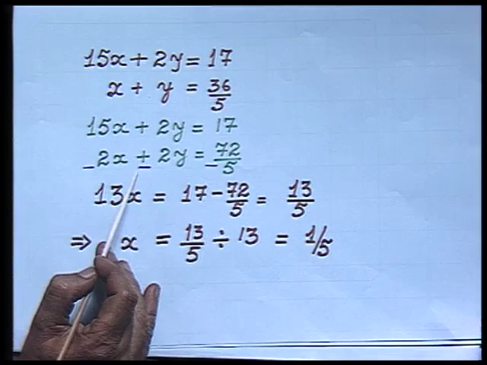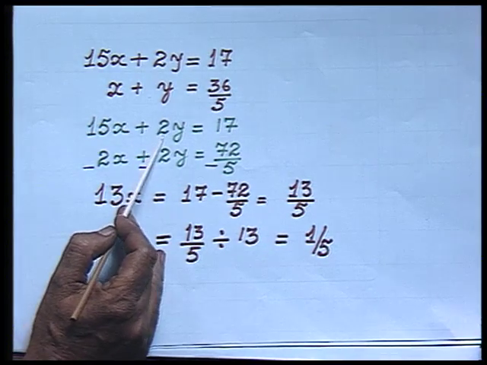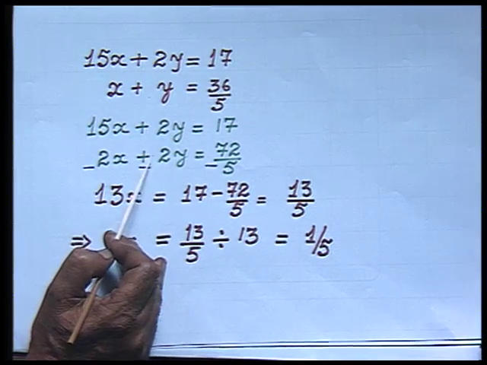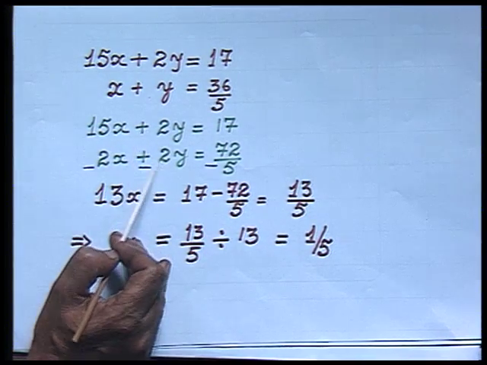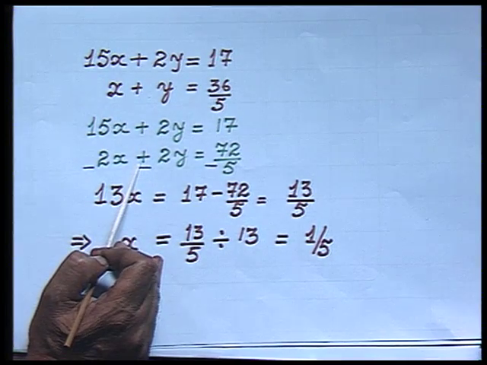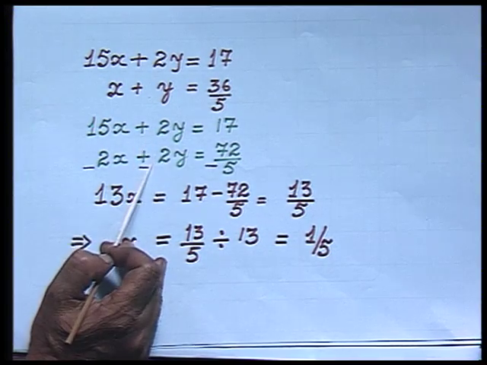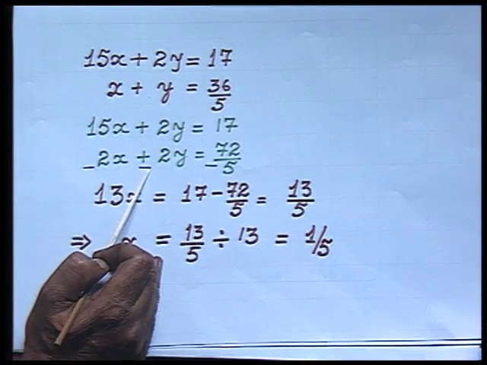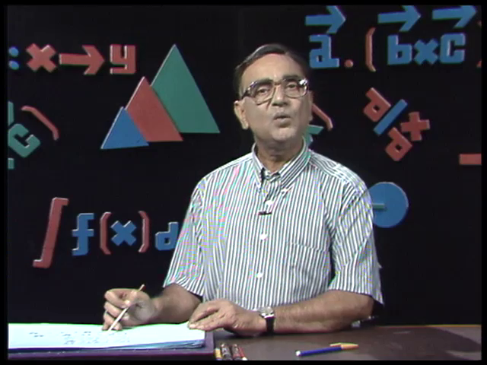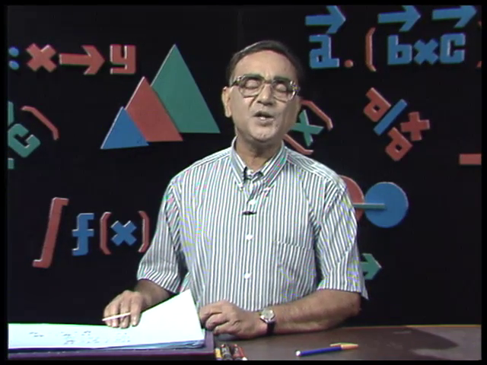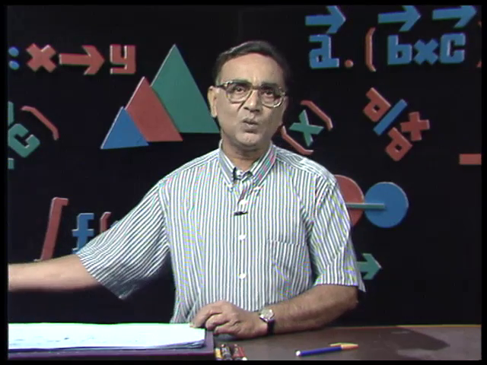But here remember one thing, when you have made the coefficients same, after that you have to take the precaution: in case their signs are same, that is either both of them have the plus sign or both of them have the minus sign, then you have to subtract. But in case they have different signs, then you simply add up and you can get rid of one of the variables.